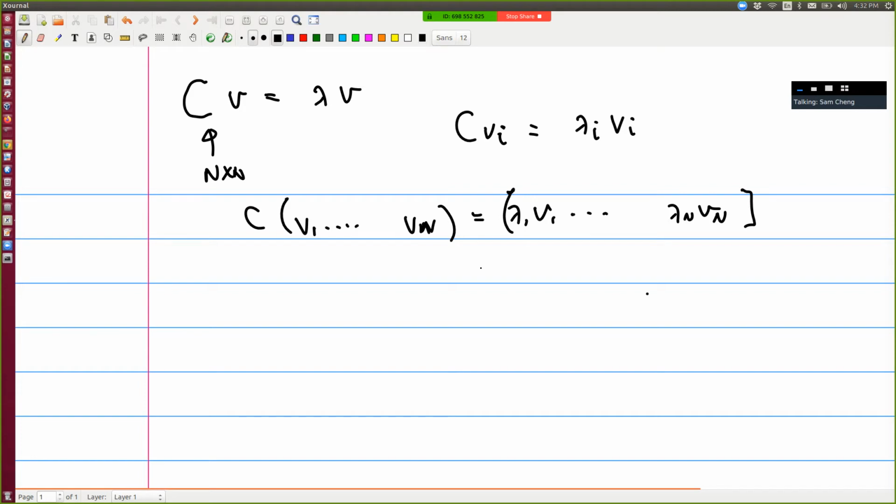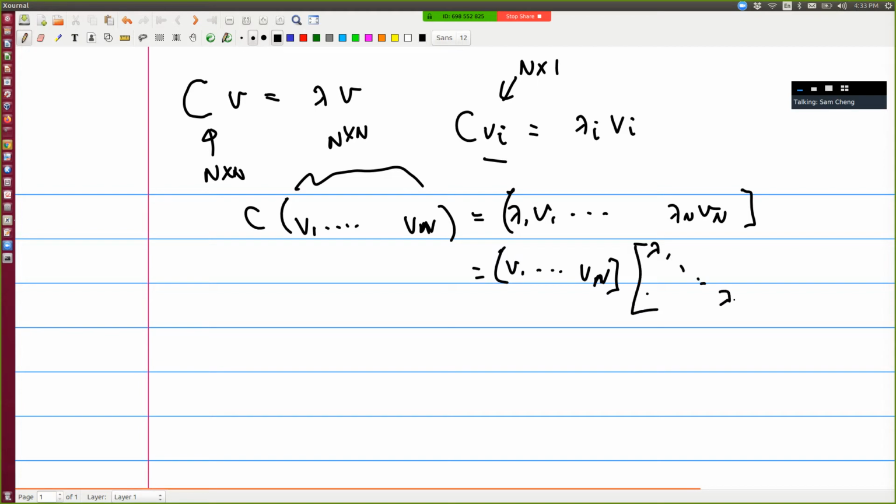And then I can rewrite this as V1 up to Vn times a diagonal matrix of lambdas. Each of these eigenvectors is n by 1, a column vector, because the matrix is n by n, and I have n of them. So I pack all the eigenvectors together into an n by n matrix, and the other factor is also an n by n matrix. Now I can rearrange lambda V1, and so on, and write it like this. Does it make sense?